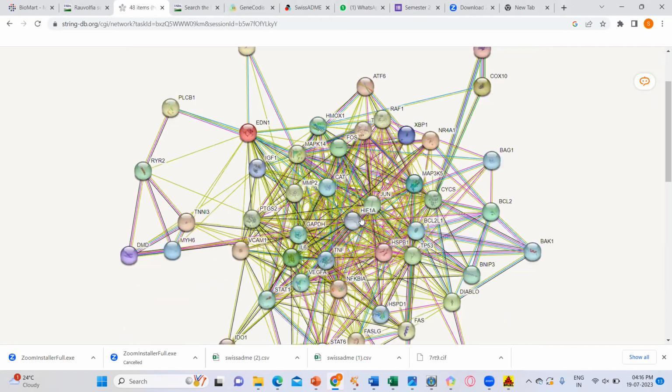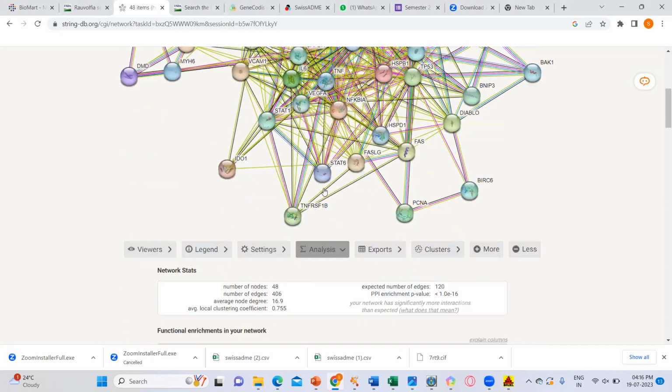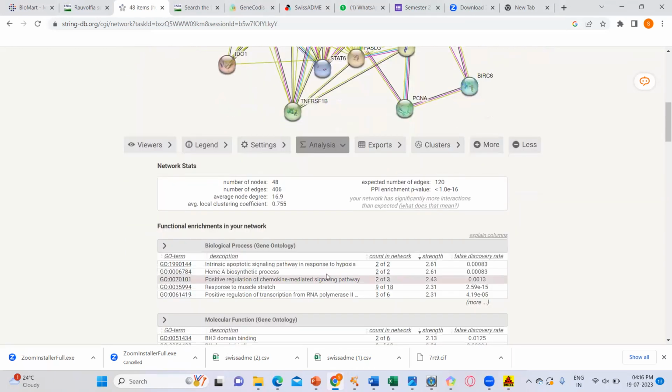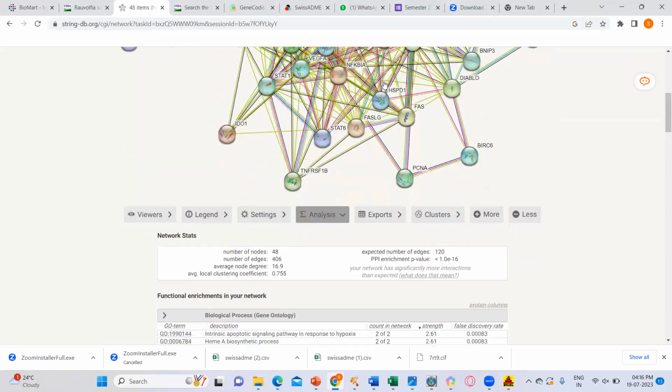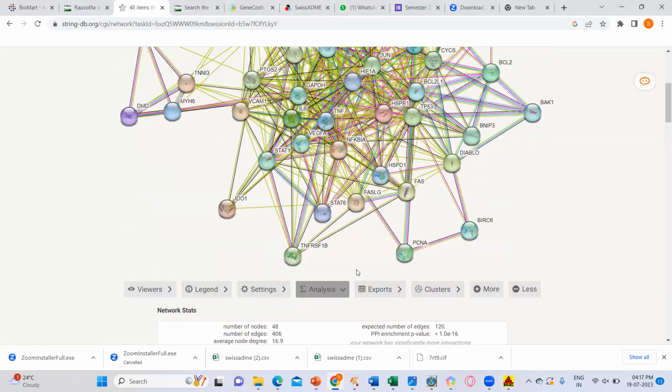This is the protein-protein interaction network that appeared over here, and here we can see that 48 nodes are obtained. Nodes are the genes, and edges are the interactions of two or multiple genes involved. There are 406 edges over here.